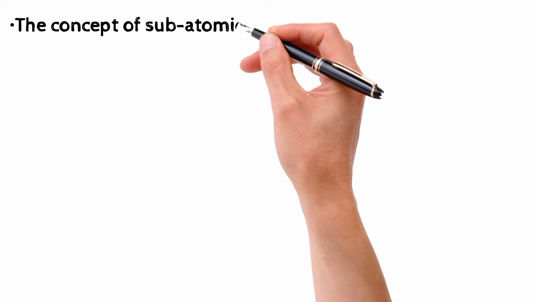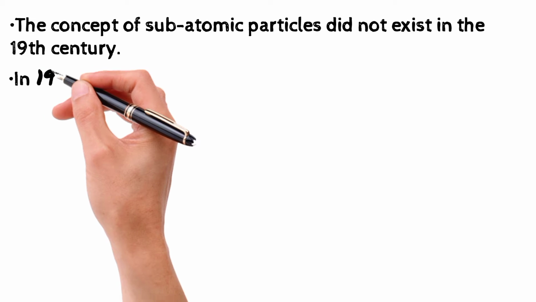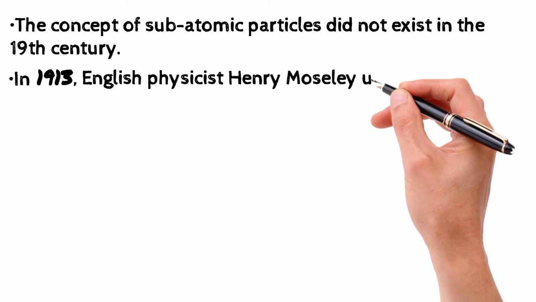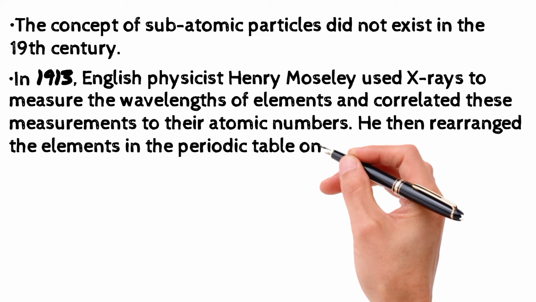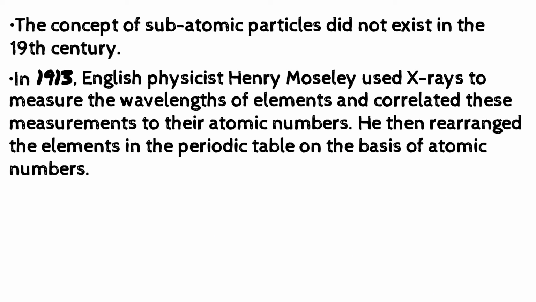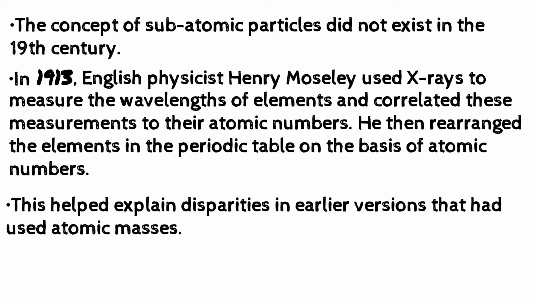The concept of subatomic particles did not exist in the 19th century. In 1913, English physicist Henry Moseley used X-rays to measure the wavelengths of elements and correlated these measurements to their atomic numbers. He then rearranged the elements in the periodic table on the basis of atomic numbers. This helped explain disparities in earlier versions that had used atomic masses.